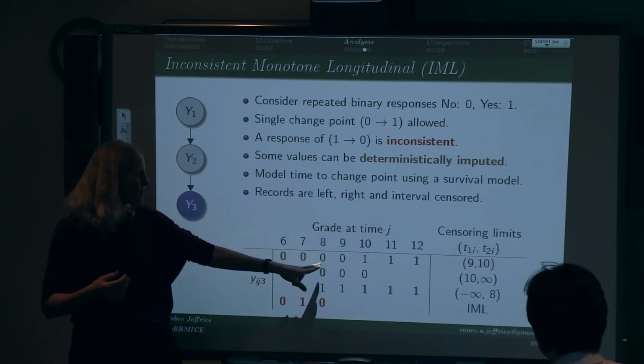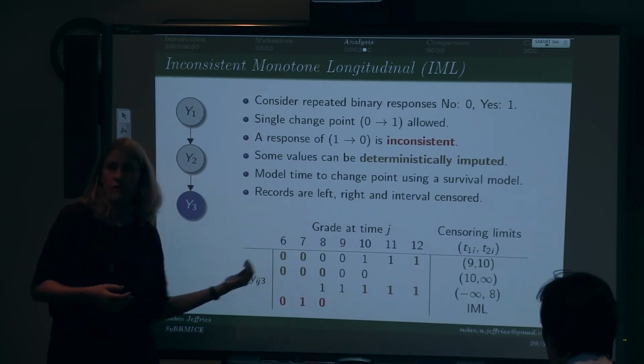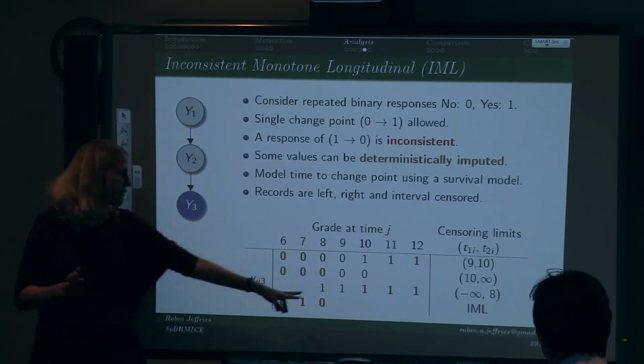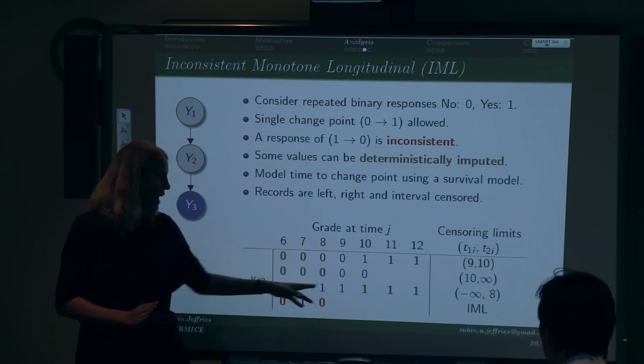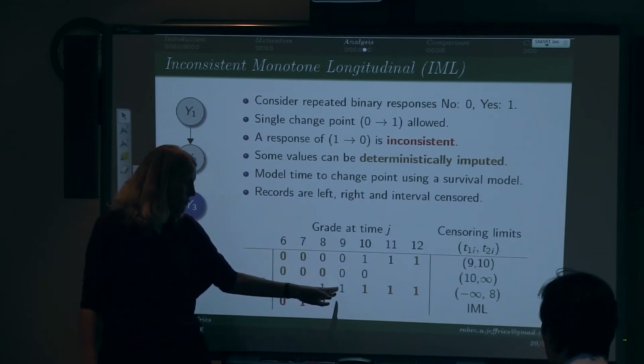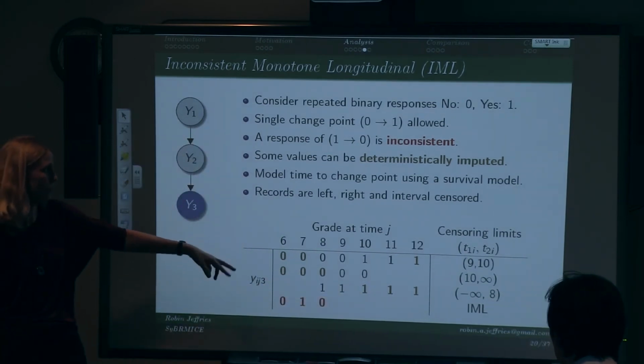If a student comes into the survey by 8th grade saying, no, I haven't had sex, you can impute all the previous values to be 0. Same if they've said they had sex on the last survey they took. The change point's already happened, so you can impute all the values afterwards as yes, as 1.